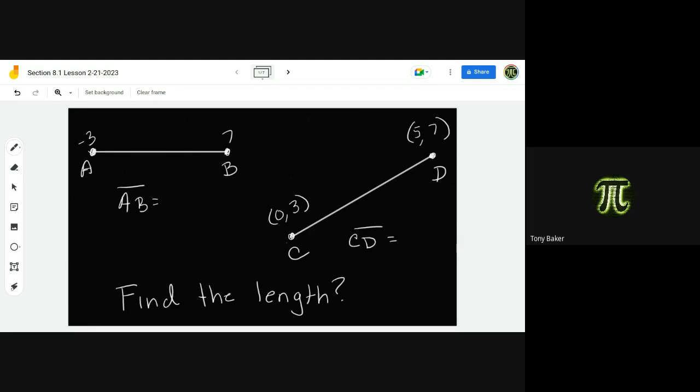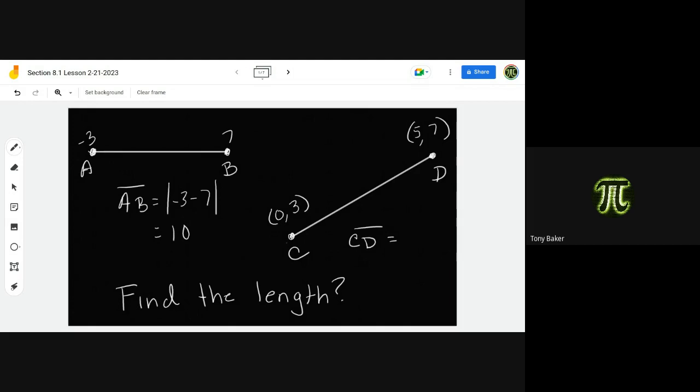So let's start off with a couple really, really simple ones. What's the length of AB? Okay, how'd you get it? So it's basically the absolute value. Yeah, you're finding the distance between them, right? So it's absolute value of -3 minus 7, which is 10.